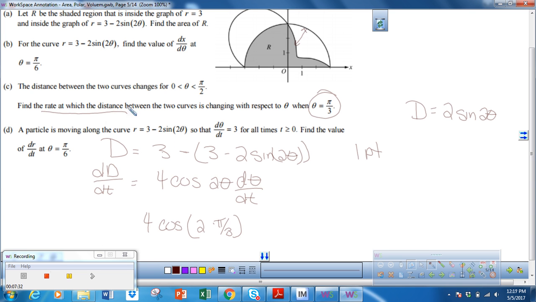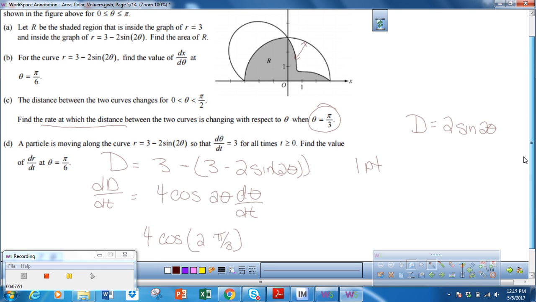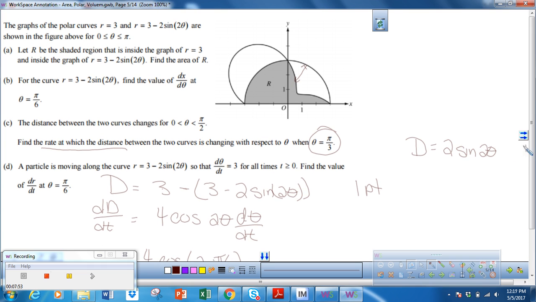And are we told the rate at which, are we told d theta dt? I think we're told that somewhere. Find the distance when the curve is changing from somewhere to somewhere. Do I not know d theta dt? Where did I get that from? Oh, I'm not taking it with respect to t. It says find the rate at which the distance between the two curves changes with respect to theta. It helps to read.